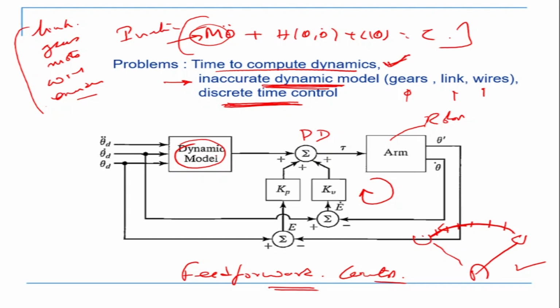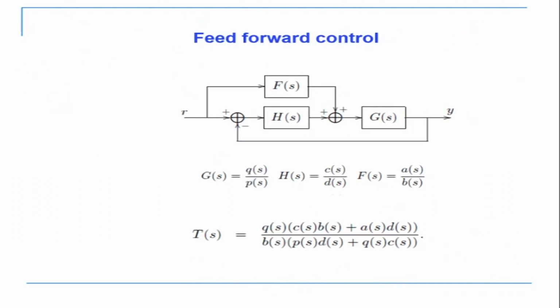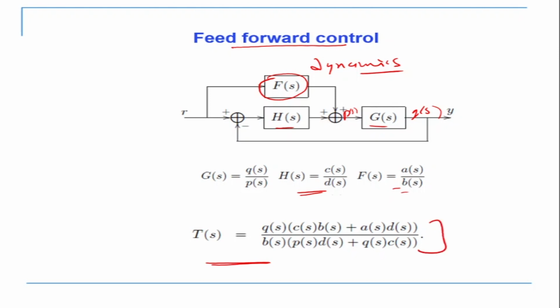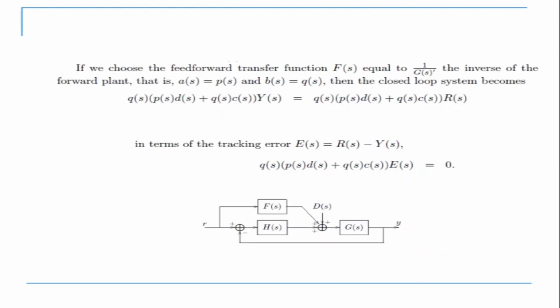As the name indicates, we are giving a feed-forward of the dynamics. So this is my control equation in feed-forward control. This is the dynamics which I'm computing, and it is coming in as a feed-forward term. This is my HS and GS as before. If I take the transfer function, this is my total transfer function, assuming that GS is equal to QS by PS, where this is PS and this is QS. What am I doing? I'm computing the dynamics and giving it forward in that control equation.